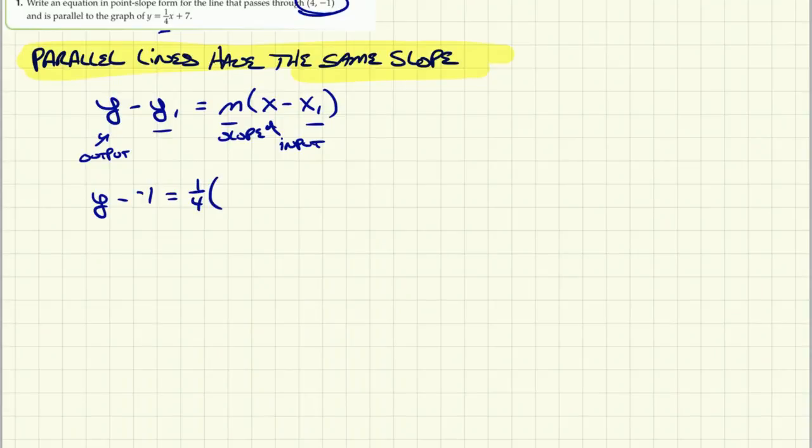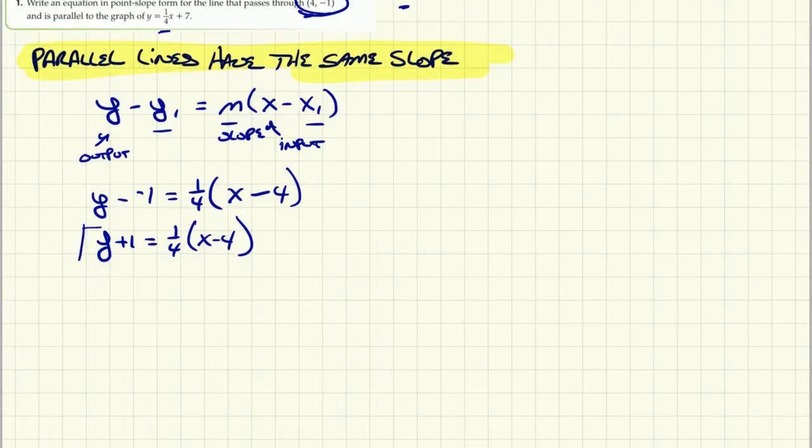1/4 times what? It's going to be 1/4 times the input x, minus whatever x1 is. Here's x1 over here. This is 4. So we have y minus a negative 1 equals 1/4 times x minus 4. We can clean this up a little bit. Because minus a negative is going to be plus a positive, y plus 1 equals the slope 1/4 times x minus 4. And that's it.